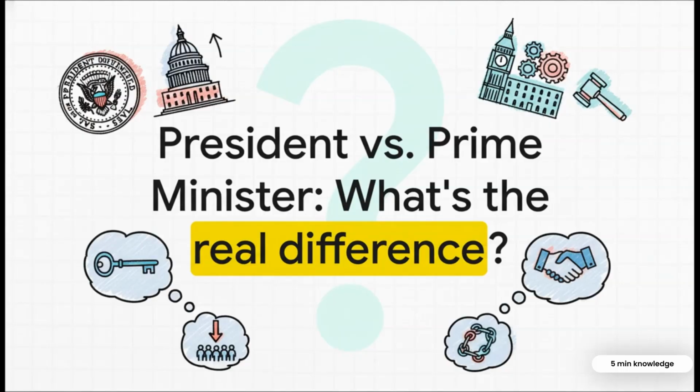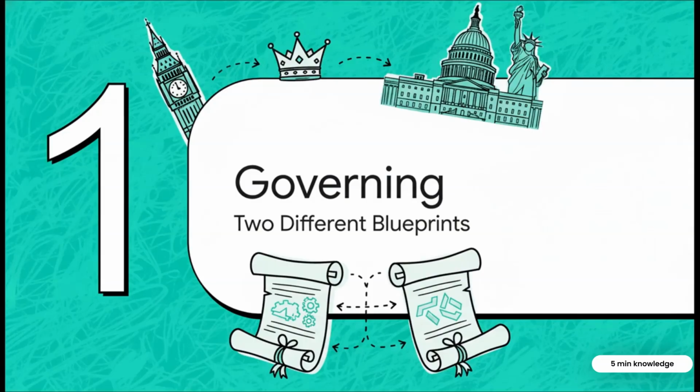This is the classic question, isn't it? We hear the terms president and prime minister all the time, and it's easy to think they're kind of the same. But the difference is so much more than just a title. It really points to two fundamentally different ways of thinking about power, about accountability, and, ultimately, about how a country actually gets things done. So let's start with two of the most influential blueprints for democracy out there, the systems of the United Kingdom and the United States.